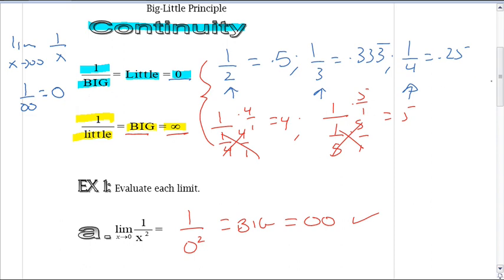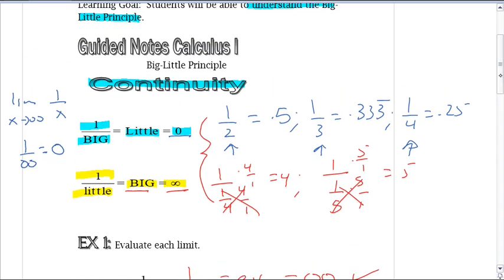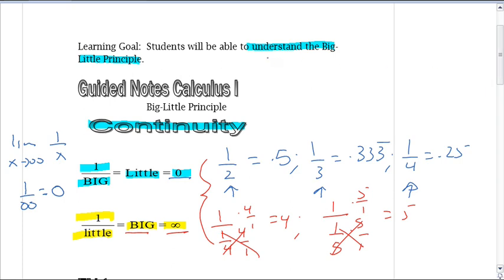Alright, so if we go back up to our learning goal, let's see if we met it. Students will be able to understand the big little principle. I think you're able to. You just need to remember 2 little things.